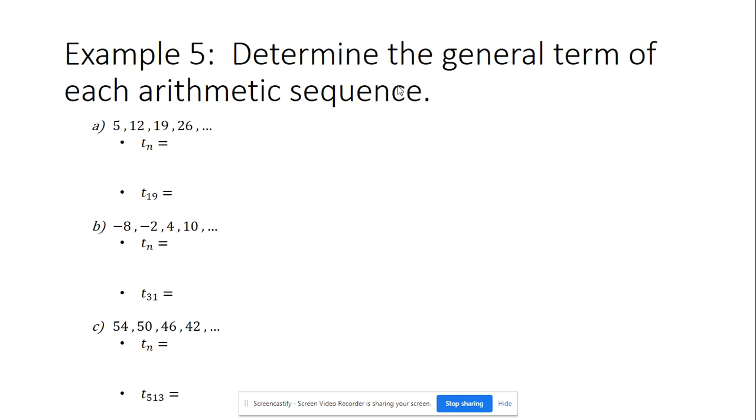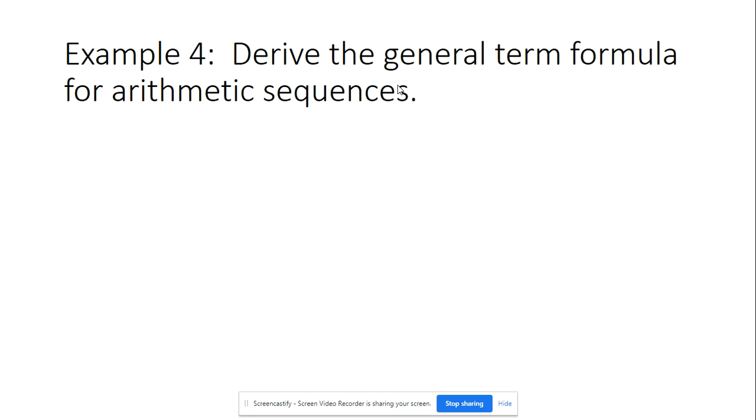Okay, so example 4, derive the general term formula for arithmetic sequences. What I'm going to do is give an example of an arithmetic sequence, a very simple one: 2, 5, 8, 11, 14, and so on. The dots mean that this sequence keeps going on forever. There's no ending to this sequence.